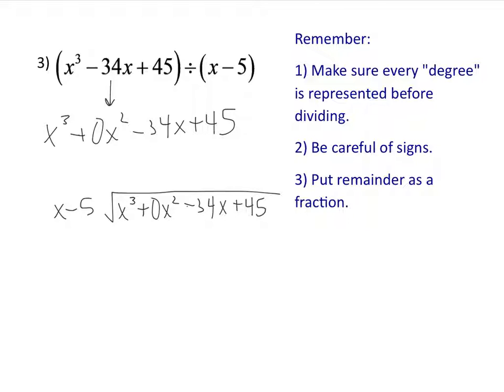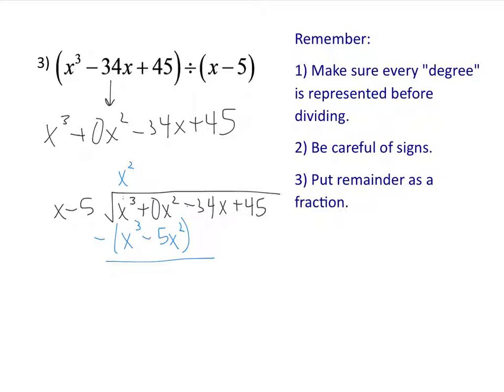All right, now we ask ourselves, how many times does x go into x cubed? x squared times. So x times x squared is x cubed. Negative 5 times x squared is minus 5x squared. Now, do you see how the like terms line up? I have x cubeds that line up, and now I have x squareds line up. If I didn't have x squareds line up, I might accidentally try to combine like terms with x's and x squareds, and then just be in a mess and it wouldn't work out.